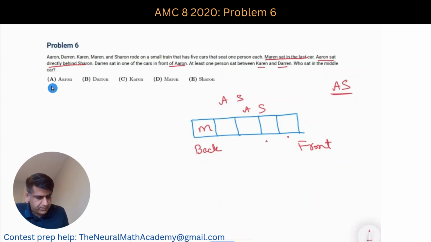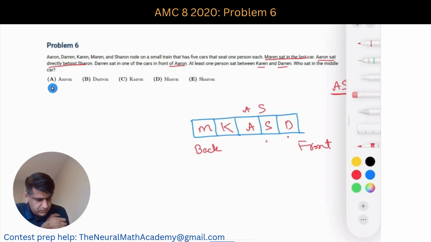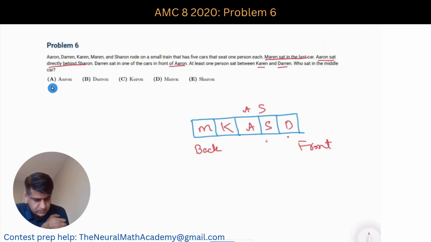So then what we can do in this problem is set Darren here. That would ensure that he is in front of Aaron, and then we can say Aaron and Sharon here, and then Karine is here. So if we set it up like this, then the answer for this question becomes A. So Aaron is the one who is in the middle car.